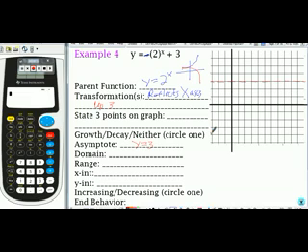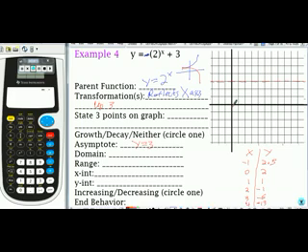Get some points, plug them into your calculator carefully, and you should get a table that looks something like this, where you've got negative 1, 2.5, 0, 2, 1, 1, 2, negative 1, 3, negative 5, you continue going, 4, negative 13, but you know we're off our graph there. It gives you an idea.